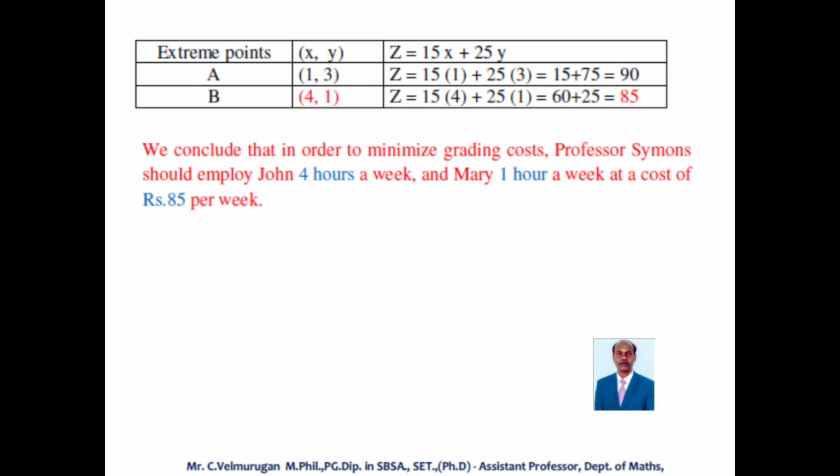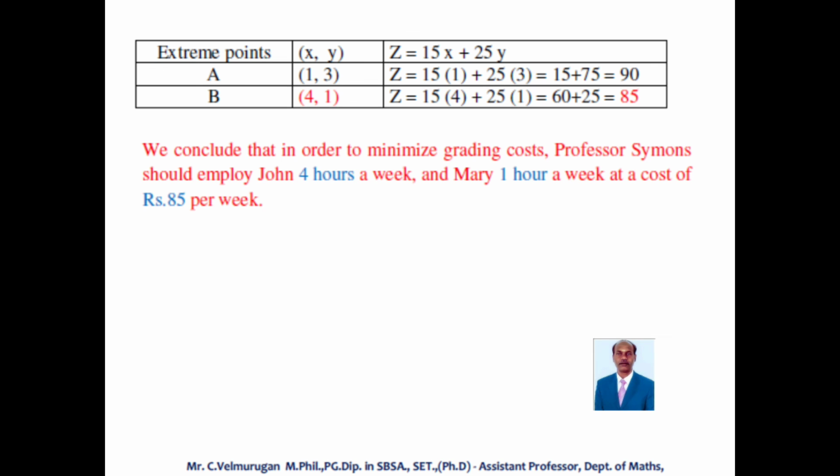But here our aim is to reduce the grading cost. So which one is the minimum value here? Z is equal to 85, when we choose the point B, 4 comma 1. So we conclude that in order to minimize grading cost, Professor Simmons should employ John 4 hours a week and Mary 1 hour a week at a cost of rupees 85 per week.